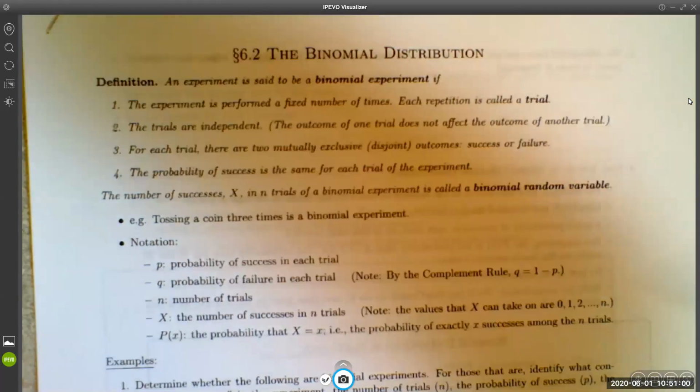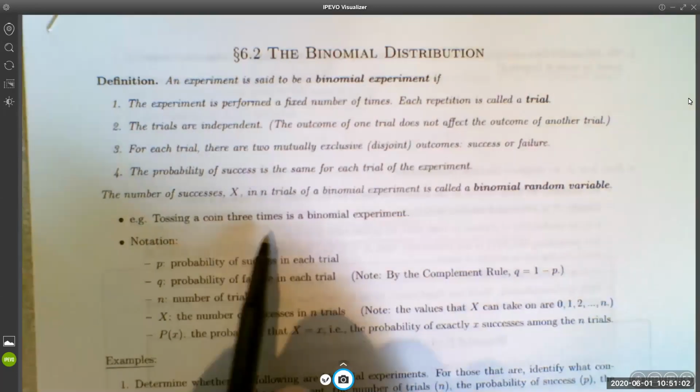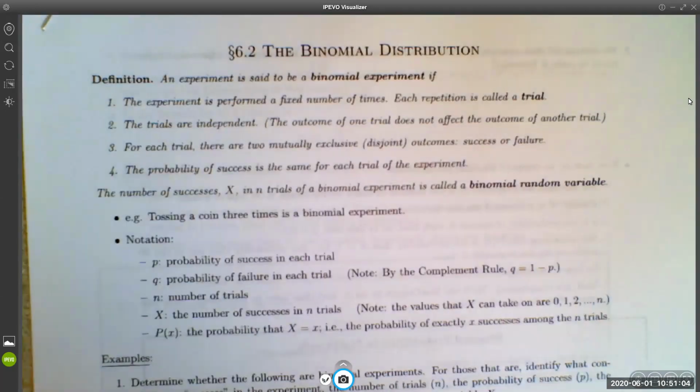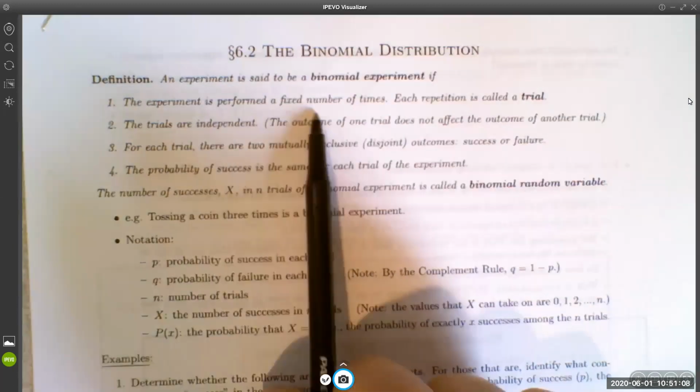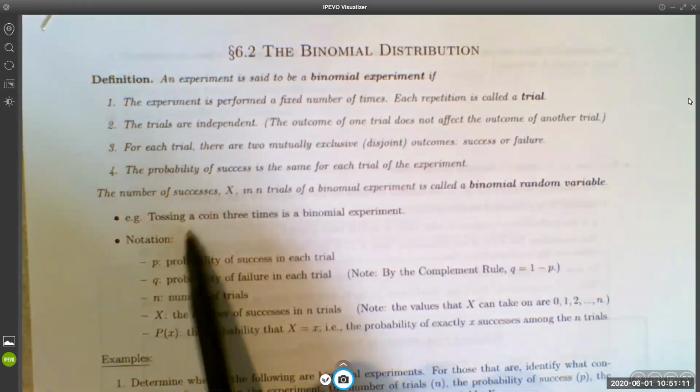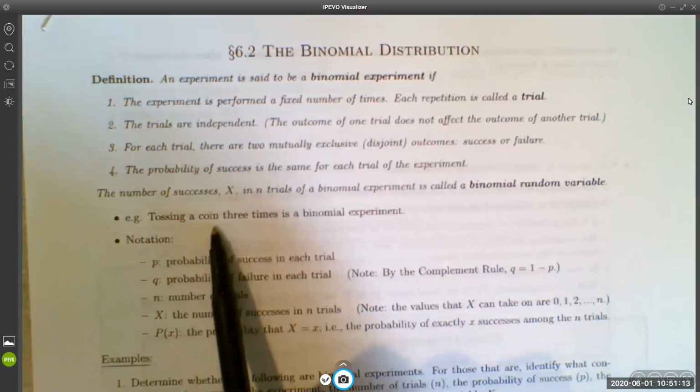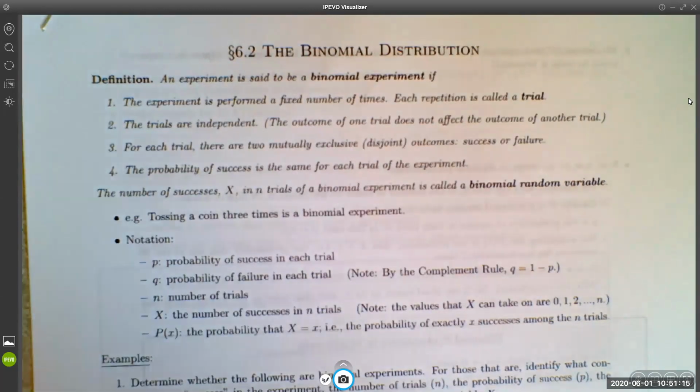So for example, tossing a coin 3 times is a binomial experiment, right? You're performing the experiment a fixed number of times, 3 trials, 3 tosses. Each trial is independent, right? Your first flip has nothing to do with your second flip. For each trial, there are two mutually exclusive outcomes, heads or tails in this case. And the probability of success is the same each time you flip the coin. So yeah, binomial experiment for sure.